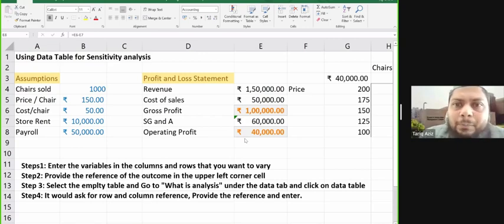So if we keep changing different inputs that are driving the output, our output in this case is profit. Profit is our output, and the things that are driving the output are the price and the cost, and the number of chairs sold. These are the things which are impacting the profit. So in this case also, we can take the help of sensitivity analysis.